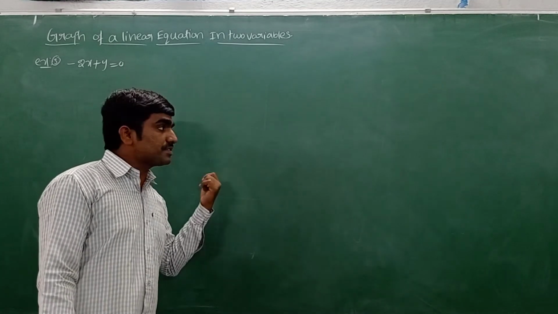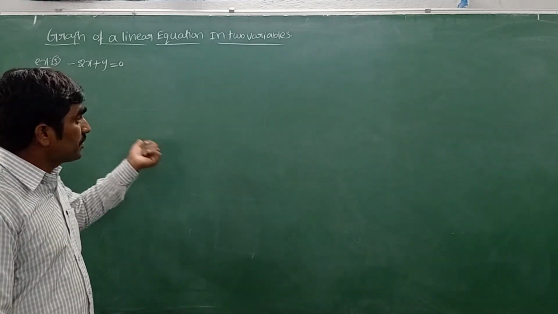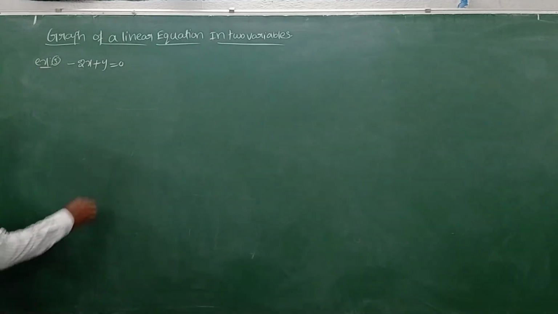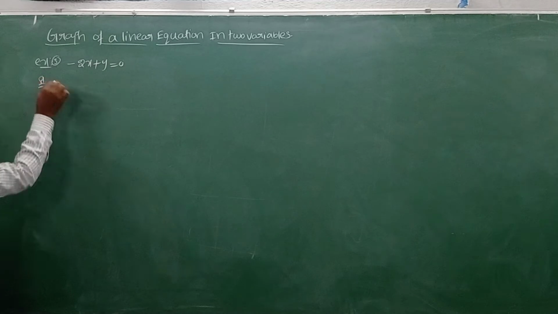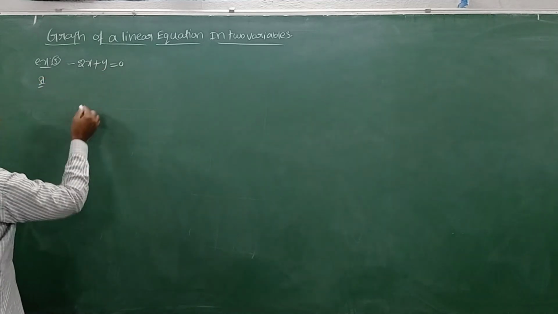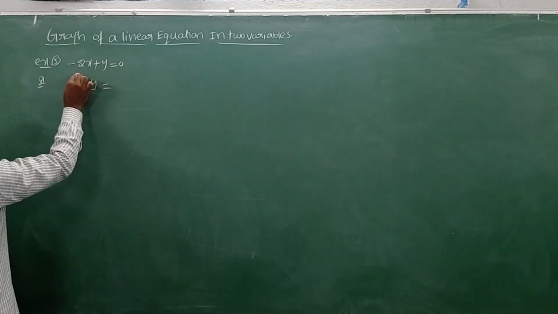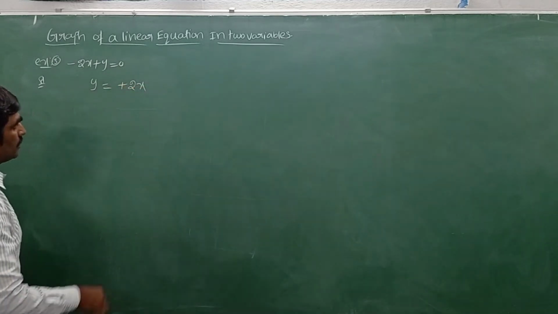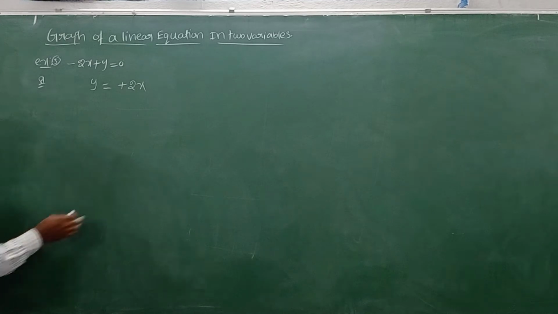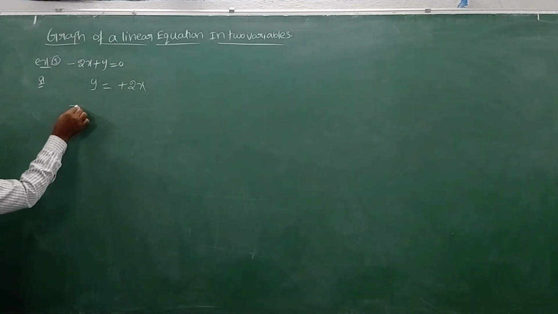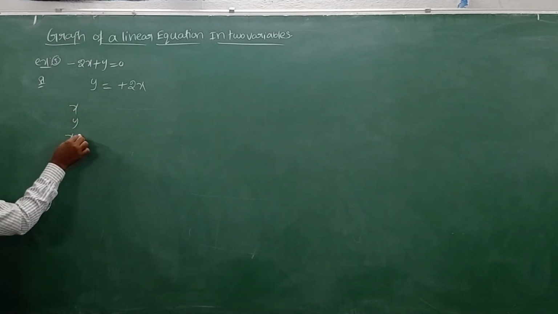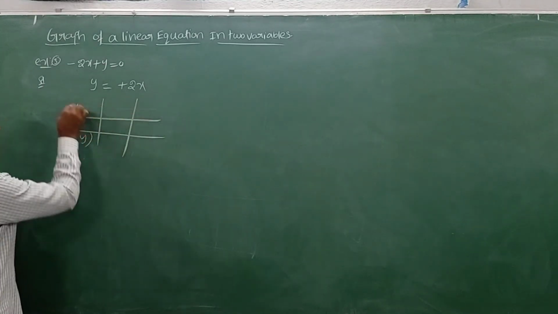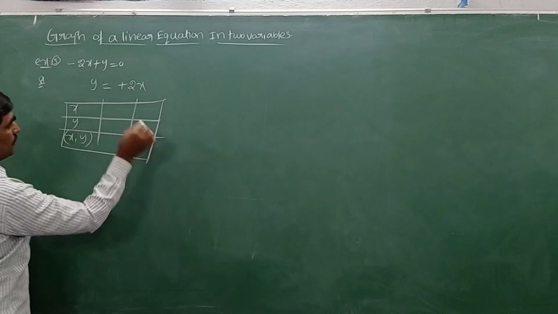Now let us see, if the constant term is missing, is the graphical shape a straight line only or any other shape? Let us see it. For example, the solution: I am going to find the value of y. To find y, we transpose -2x to that side, plus 2x. Then we have to find at least 2 solutions to draw a graph. Let me draw the table: x, y, x comma y.